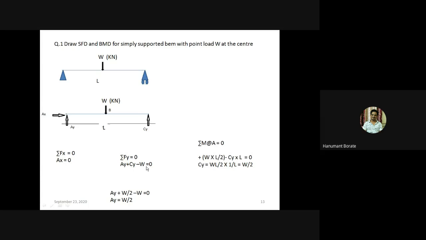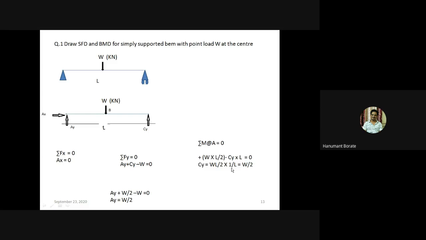Ay plus Cy minus W equal to 0. And if we take moment about point A equal to 0, so moment of this W force, W into L by 2, and it is clockwise. So this moment is clockwise. Then minus Cy into L. Moment of Cy force is Cy into distance L, and moment of this Cy is anti-clockwise.